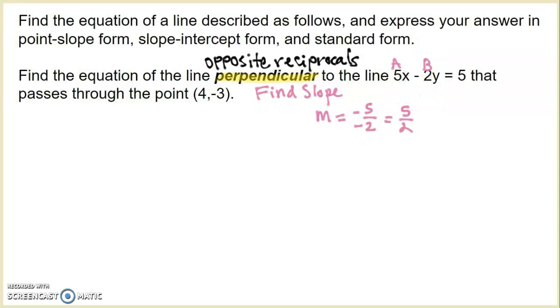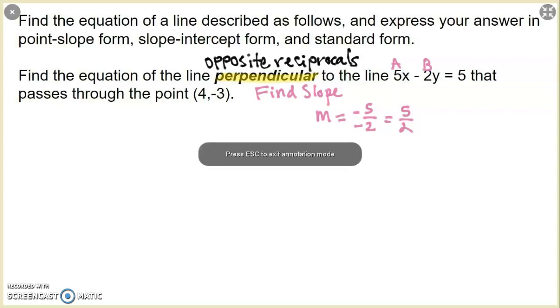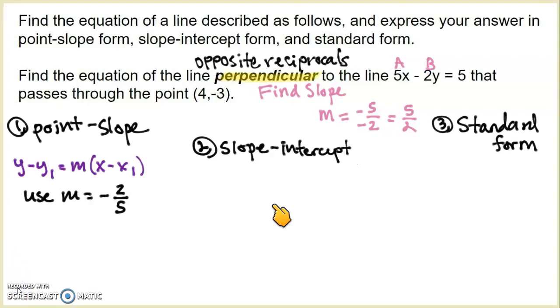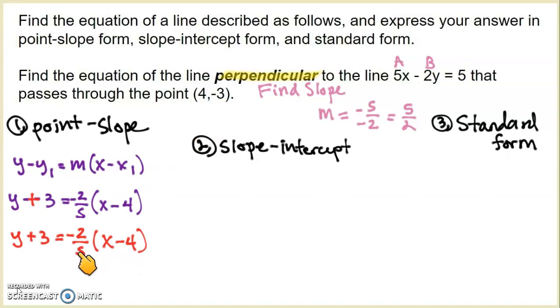And since that's the slope, I want to make sure that I use the slope that has an opposite reciprocal in my equation. So the slope that we would like to use would be -2/5, since the slope of this line is 5/2. A line that's perpendicular will have a slope of -2/5. So I'm going to use this slope and this point in point-slope form. And here I see that if I set it up, y minus -3 equals -2/5 times x minus 4. Simplify that, that turns to a plus sign. So this is my equation in point-slope form.